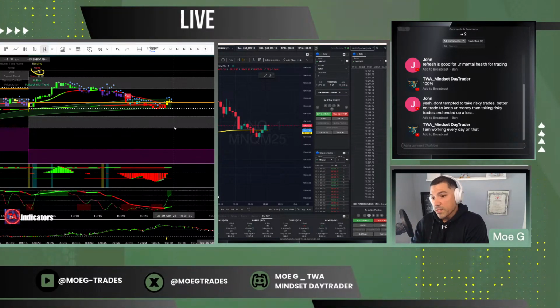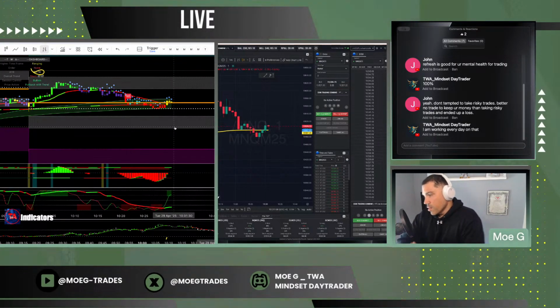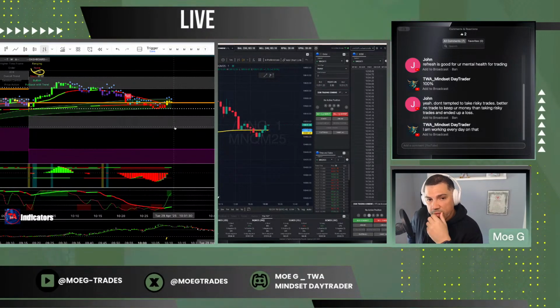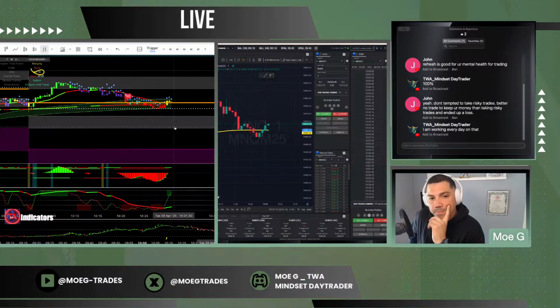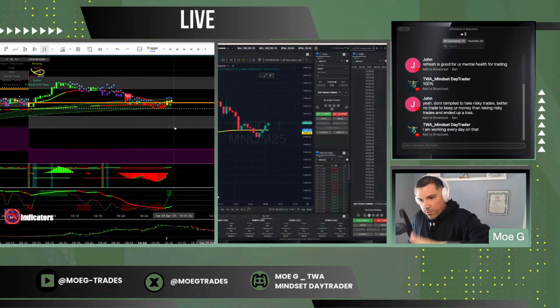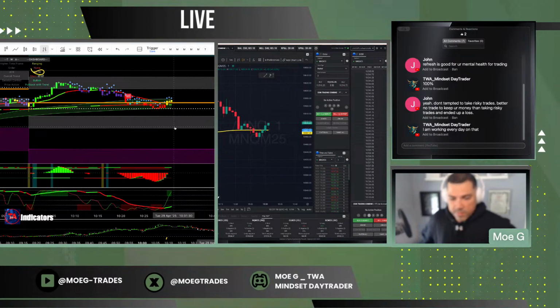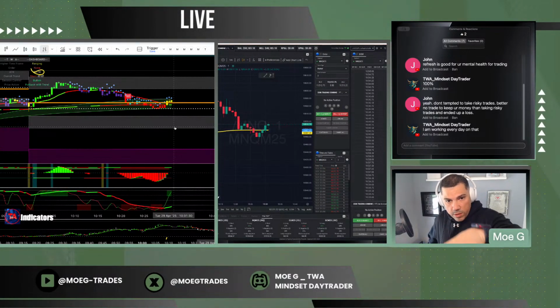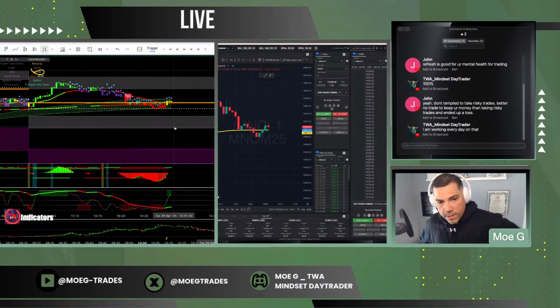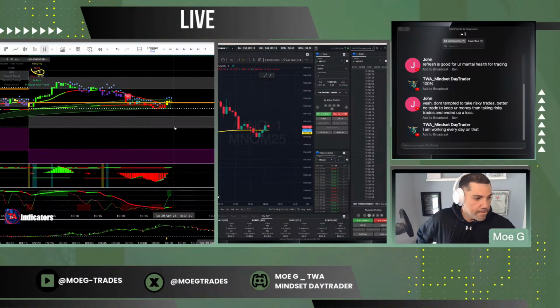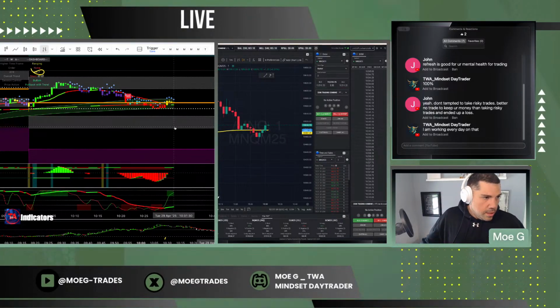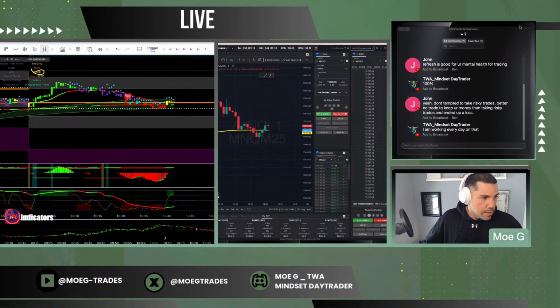Now this is an area I would take a long. I would have to reduce my risk to probably 2 micros because of how we're moving. But not yet. Nothing is telling me to go long yet on my trigger chart. Okay, let's see.